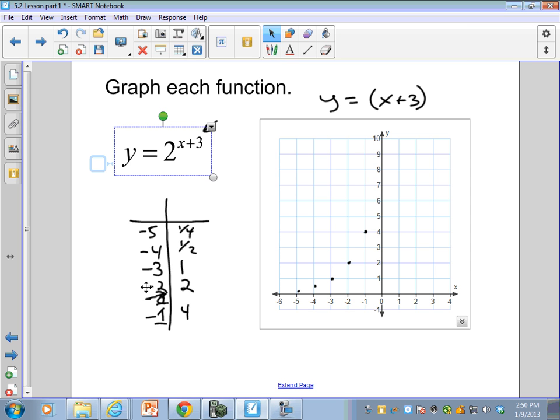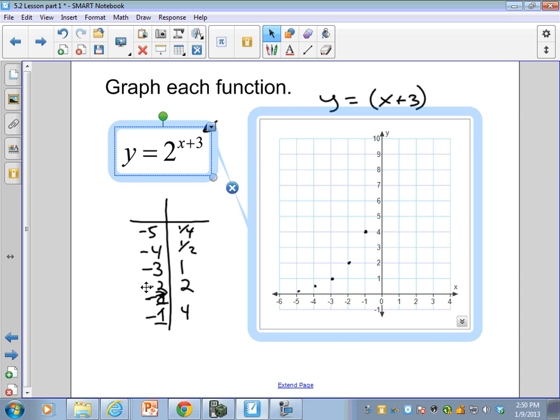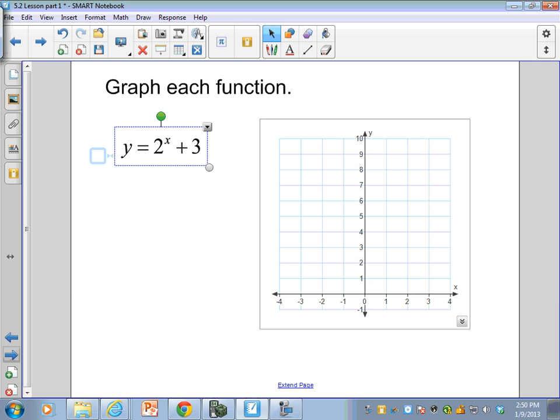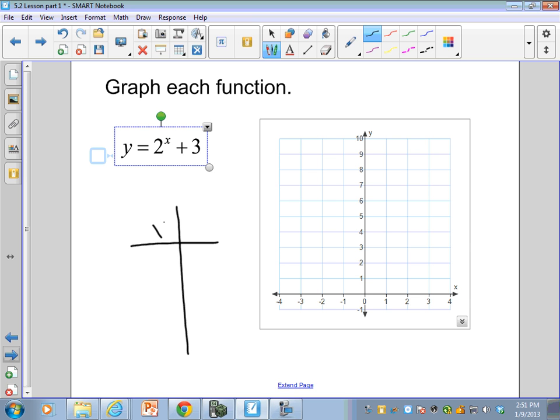Okay, so let me get the smartboard to graph it for me. Okay, so it did better on that one. Pretty good. Okay, so this function, we're going to do the same thing. So this one is what's happened here. There's nothing added to the 2x. Then what are we going to do with the plus 3? We're going to move it up 3. So this translation is going to look like this when we graph our x and our y.